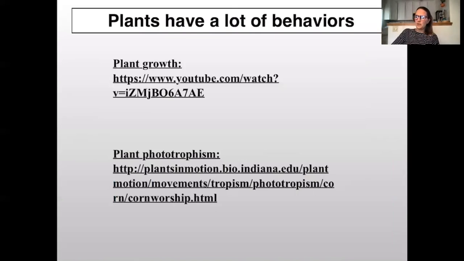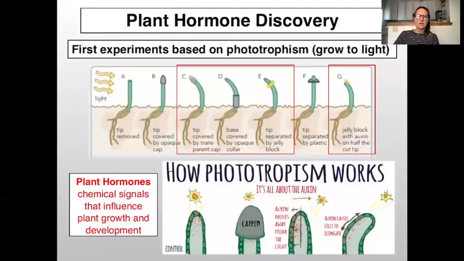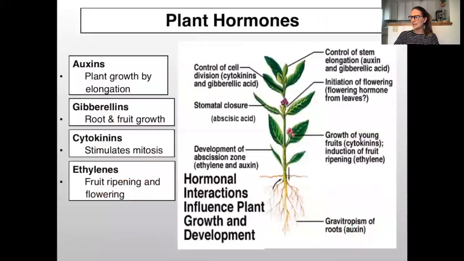So we'll look at these videos in class, but I want you to remember that plants also have a lot of behaviors. They grow, they specialize, and they also have cool behaviors called phototropism, right? The reason I want to talk about phototropism very briefly is that this is the first plant hormone that was discovered, which drives phototropism. So if we look at this experiment, we'll talk about it in class because I want to get into more detail. So remind me to go over this in class.